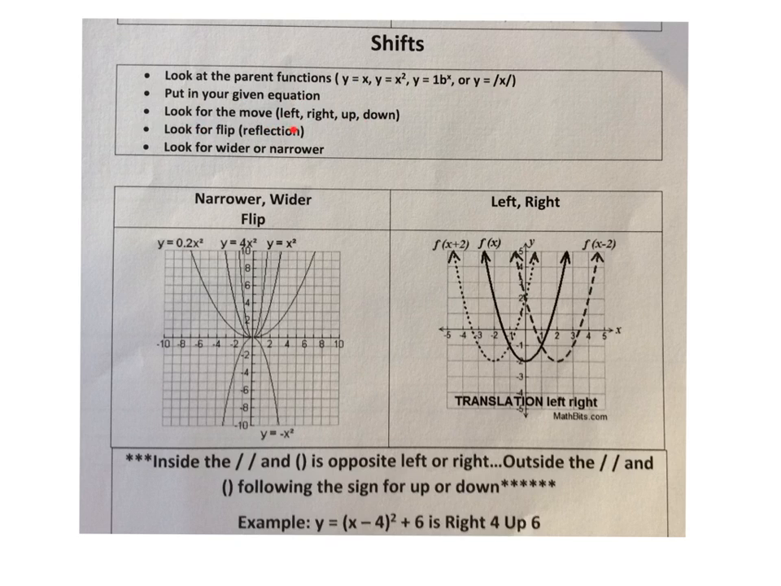Look for a flip or a reflection. Remember how we know if there's a flip: if it goes from positive to negative, we're going to flip over the x-axis. And look to see if it's wider or narrower.